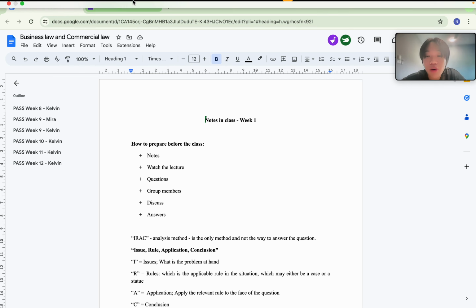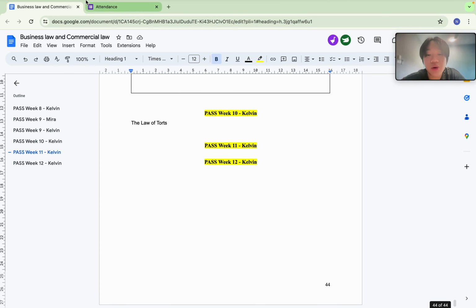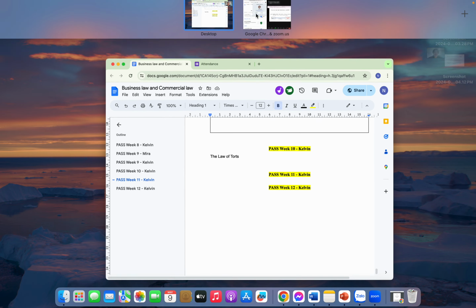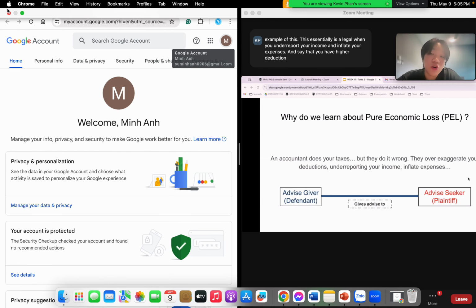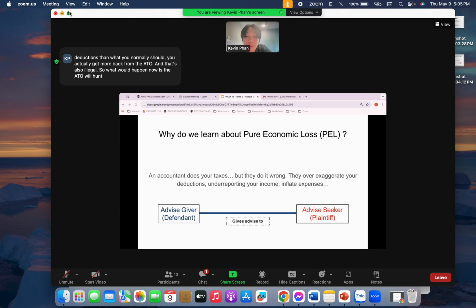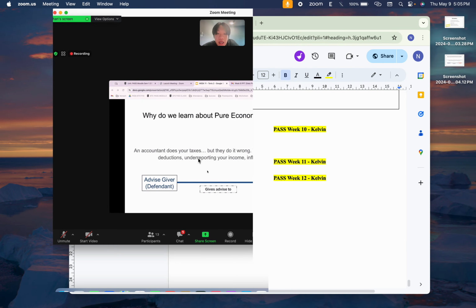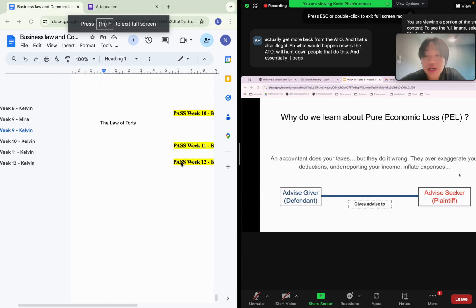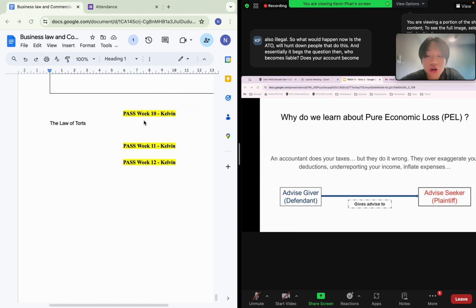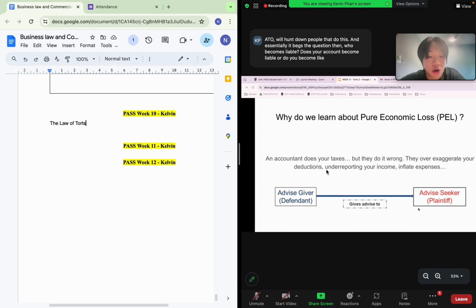An example of this is essentially illegal. When you underreport your income, inflate your expenses and say that you have higher deductions than what you normally should, you will actually get more back from the ATO, and that's also illegal. So what would happen now is the ATO will hunt down people that do this. And essentially, it begs the question then: who becomes liable? Does your accountant become liable, or do you become liable because it's your own taxes?